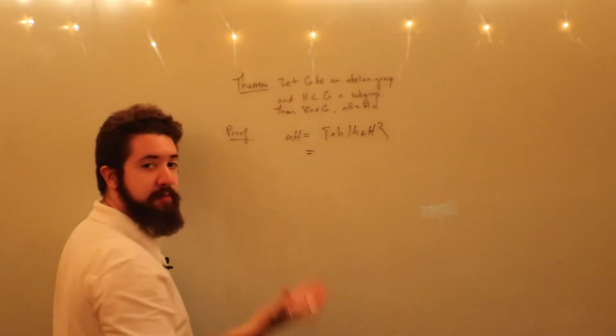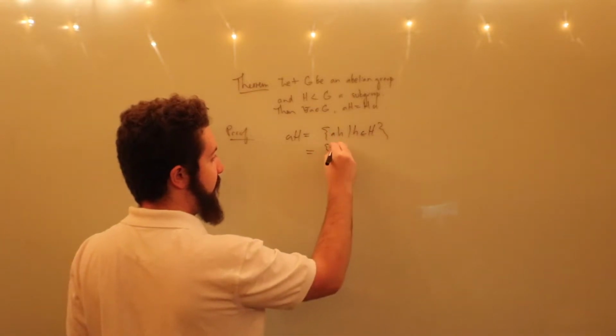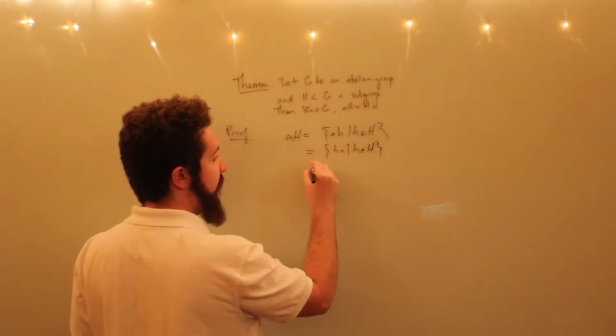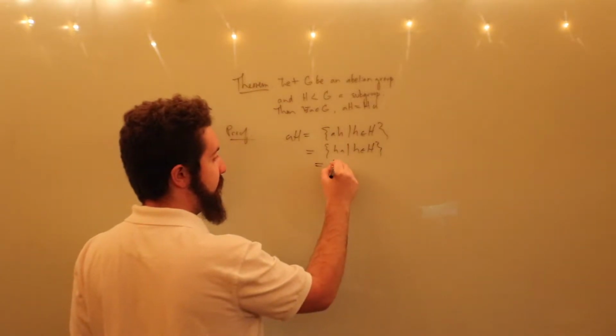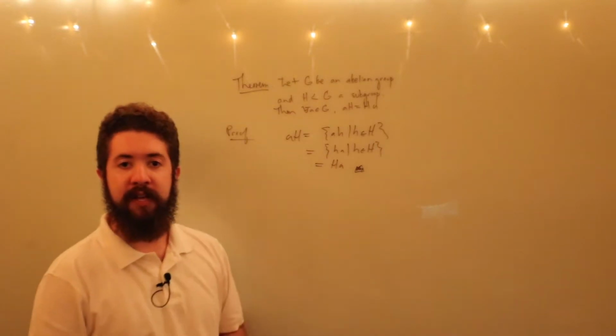Well, if the group G is commutative or abelian, then we can rewrite this as h times a for all h in the subgroup, and this by definition is the right coset of H in G.